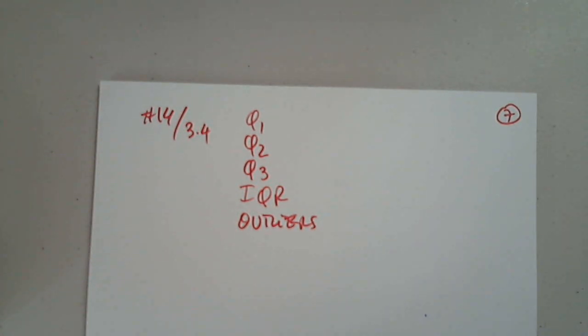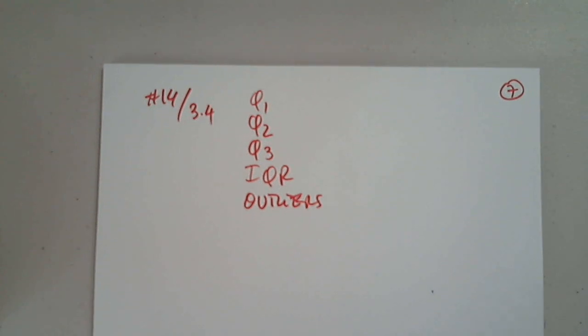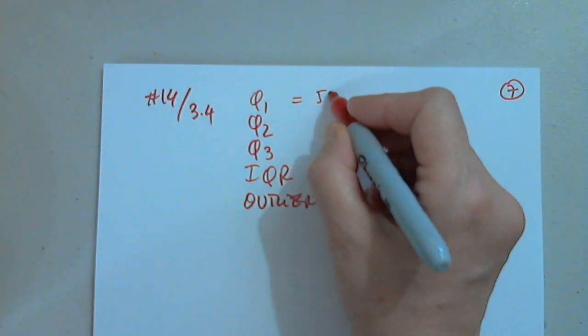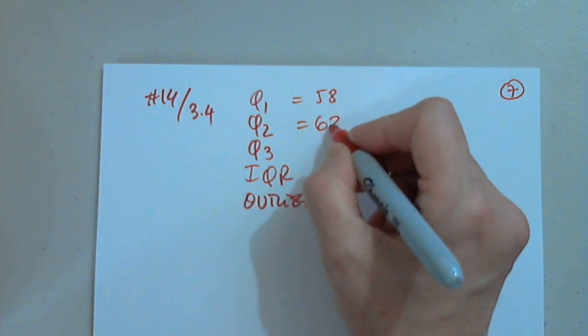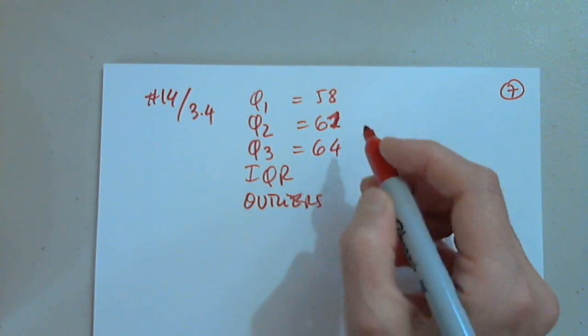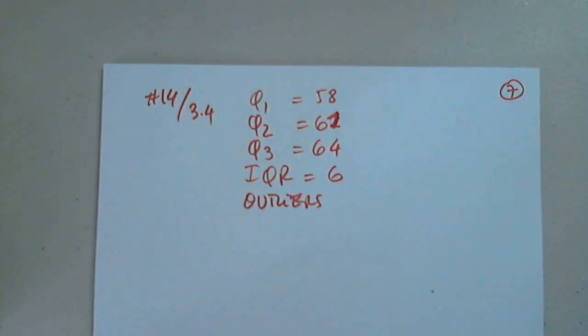You can find the outliers by simply looking at the box plot if that's what you want, but I would like us to determine them by hand first. So I have Q1, 58. I have the median, 61. I have Q3, which is 64, and I have the interquartile range, which is 6. So I'm going to stop sharing for a second.